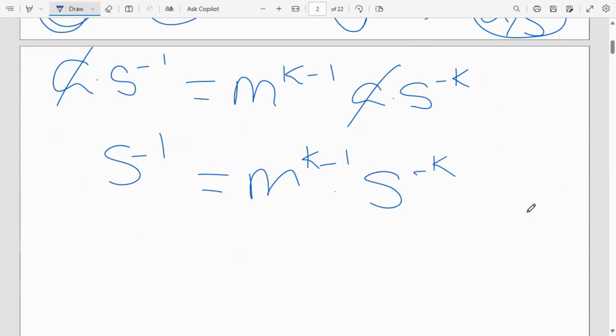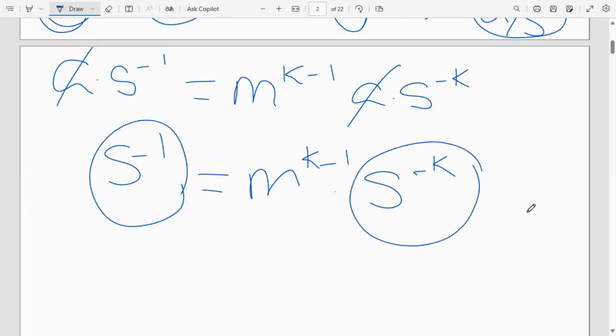So they've told us there is homogeneity in this equation. So what are we going to do? We can see now that we have two units of time on both sides of the equation. So we have this, which is s to the power minus 1, and we also have this, which is s to the power minus k. So these are the things that we are going to focus on now.